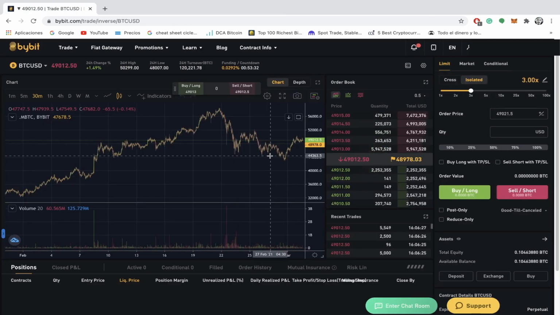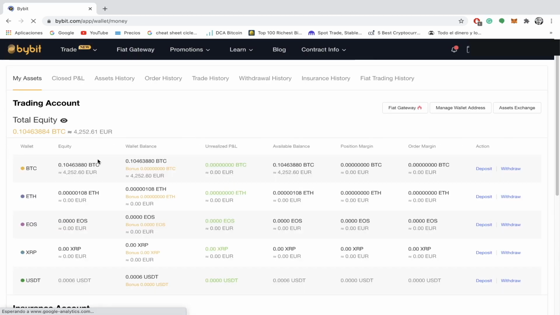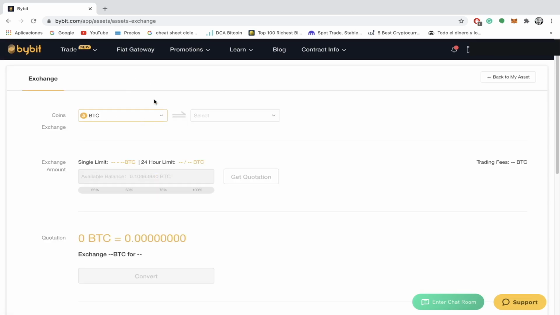Another great tool that I want to show you from Bybit is that if you only deposited Bitcoin and you want to trade Ethereum US dollar or Chainlink US dollar Tether, you can go up here to My Assets and change some of your Bitcoin to US dollar Tether. So you'd go to the top right here to Asset Exchange, and here you can see Bitcoin and you can change it for Ethereum, EOS, XRP or US dollar Tether.